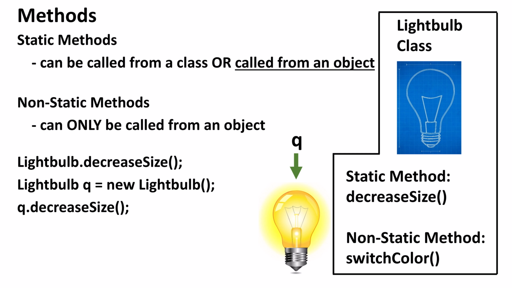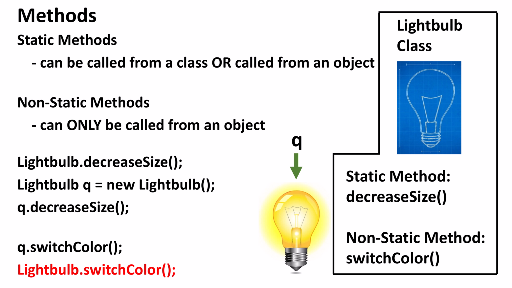switchColor is a non-static method, so we must call it from an object. The only variable we have that is pointing at a LightBulb object is q, so we'll call it from q. As a non-static method, an object behavior, switchColor cannot be called from the LightBulb class.